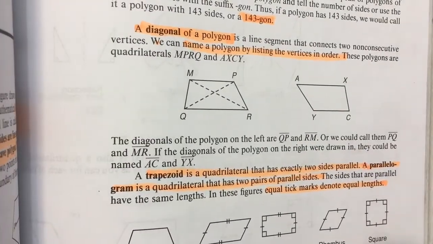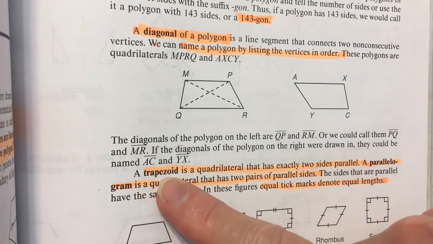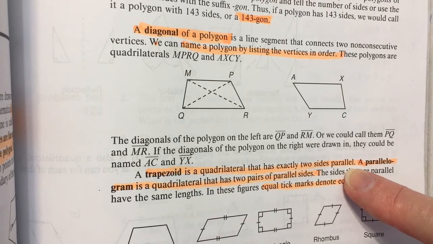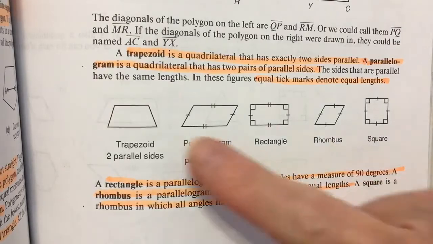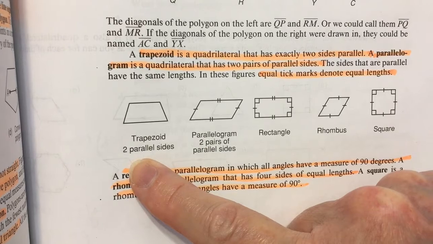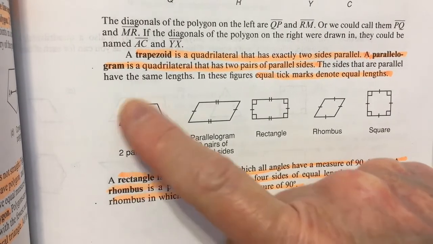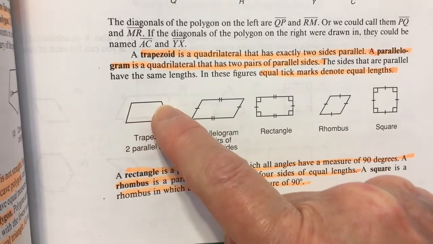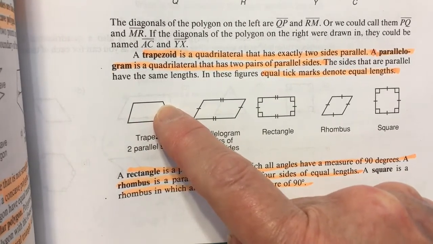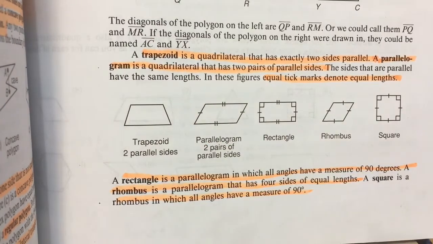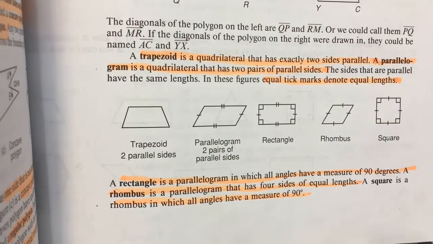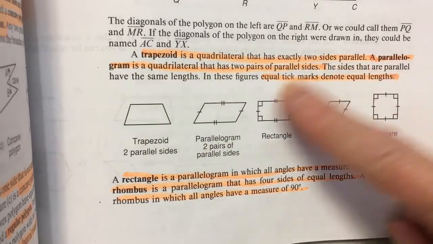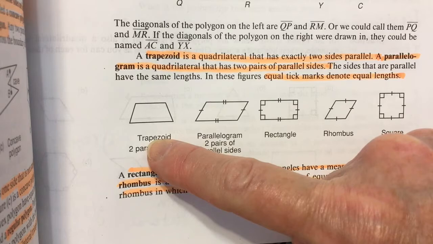So, down here at the bottom, a trapezoid is a quadrilateral that has exactly two sides parallel. Here is a picture of a trapezoid. Two sides are parallel, but not the other two sides. Remember, parallel means that they run in exactly the same direction, the same slope of line. So a trapezoid is a quadrilateral that has exactly two parallel sides.